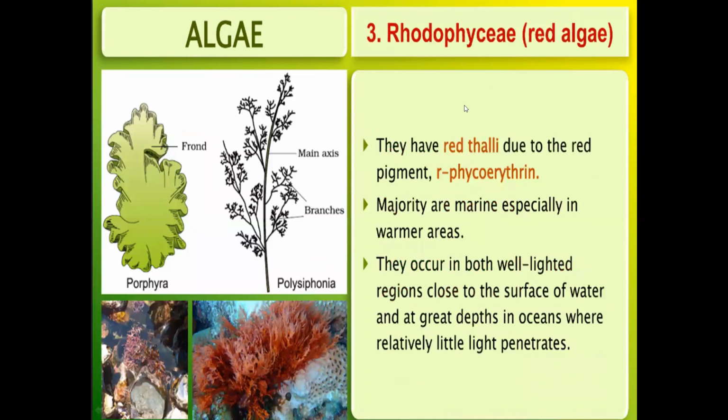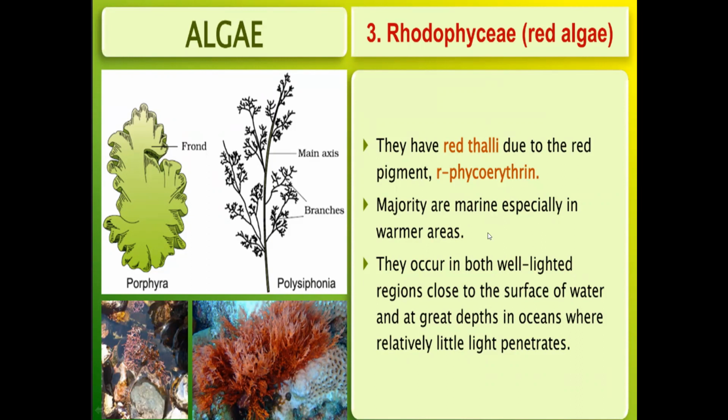Next, Rhodophyceae is red algae. The Red Sea you have heard of, no? That is because of this Rhodophyceae. They have red thalli. What is thalli? This structure is called thalli. We don't call them leaf, stem, or root. They are just like a mass, which is called thalli. And the pigment is phycoerythrin.